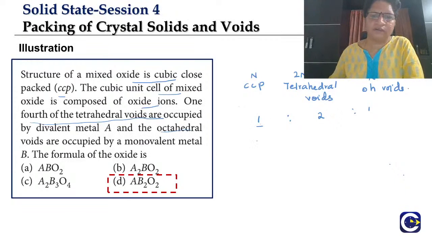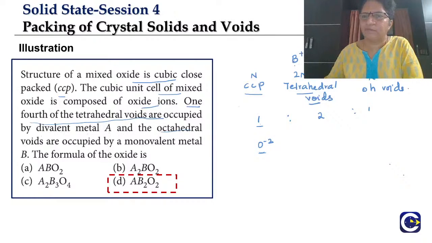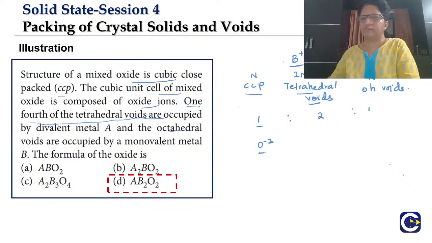And here it's given the closed pack structures are formed by the oxide ions. The cubic unit cell of mixed oxide is composed of oxide ions. So it means the closed pack structures are formed by the oxide ions. 1/4 of the tetrahedral voids are occupied by a divalent metal ion. So tetrahedral voids are occupied by a metal ion. Divalent is given. So metal ions will always form a cation. So it will be B+2. How much is it from?